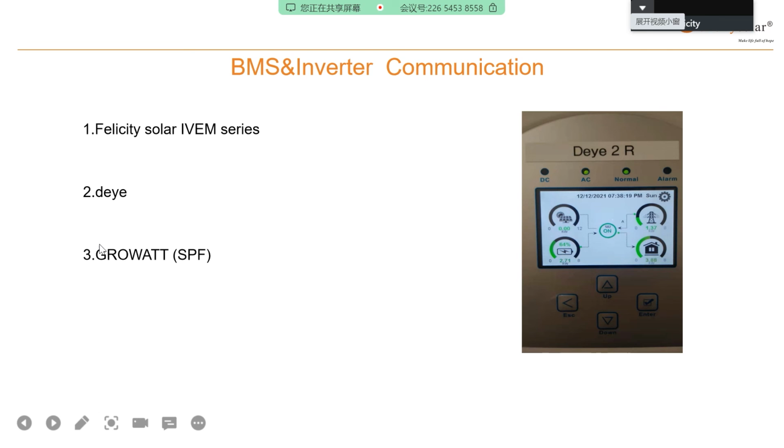The third one is the Growatt SPF series. In the market now, the most popular off-grid inverter of Growatt is the SPF 5 kilowatt ES, I think. Now we support the battery BMS communication for both. How to set that? We also made a video to guide you. You can follow this. I can show you a short part of it.